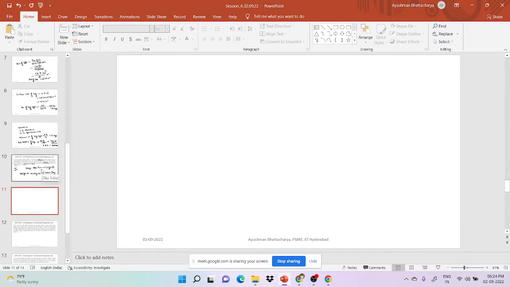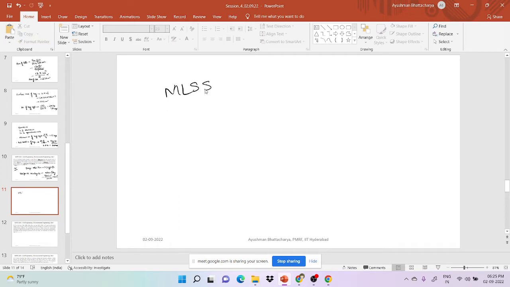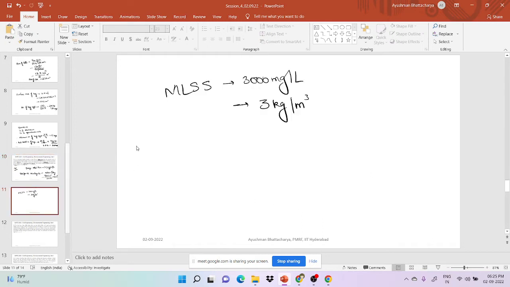Now the MLSS concentration is also given. The concentration of solids in the flow of the aeration tank is 3000. MLSS concentration is 3000 milligram per liter. So we can write it as 3 kg per meter cube. If you convert it, it will be 3 kg per meter cube. So from this we know the total flow is this much, and the MLSS concentration in the reaction tank is this much. So we can calculate the solids loading to the clarifier.